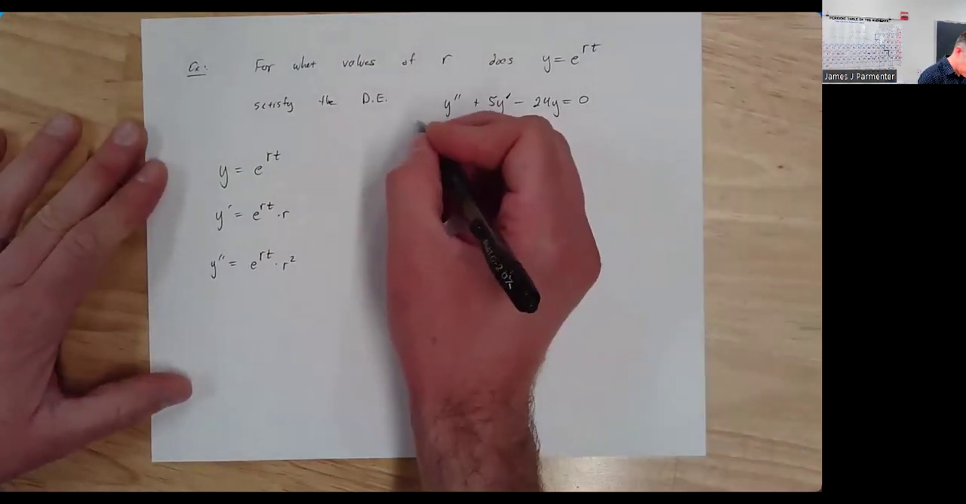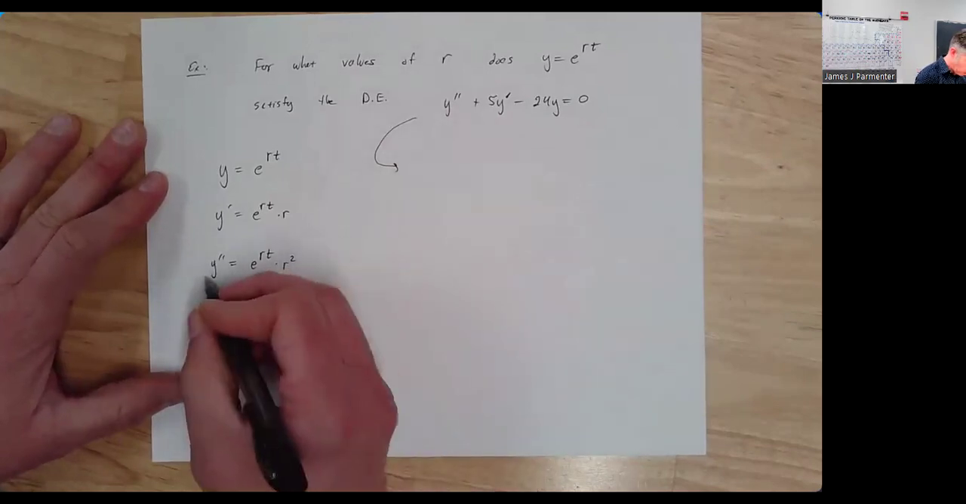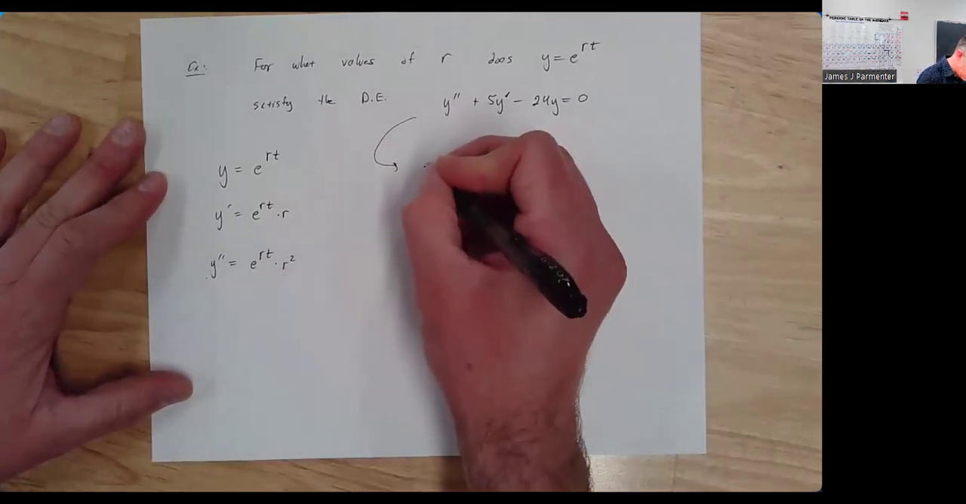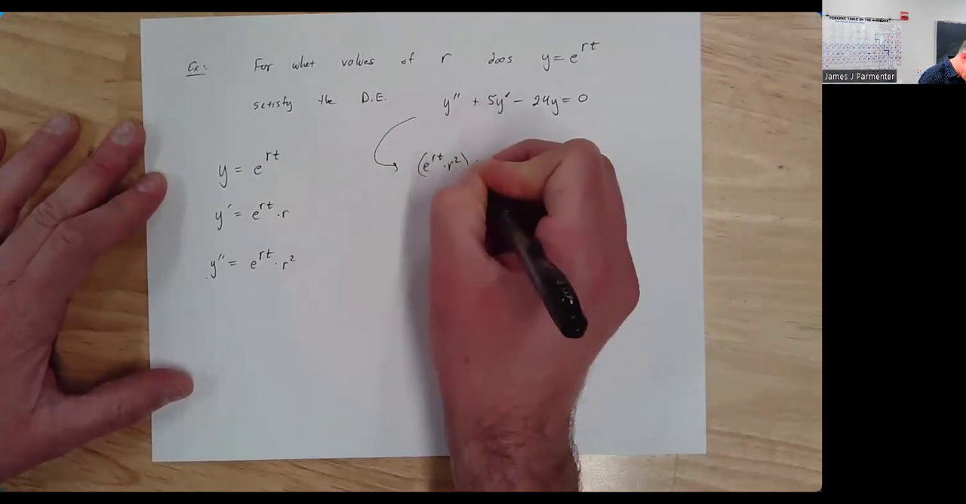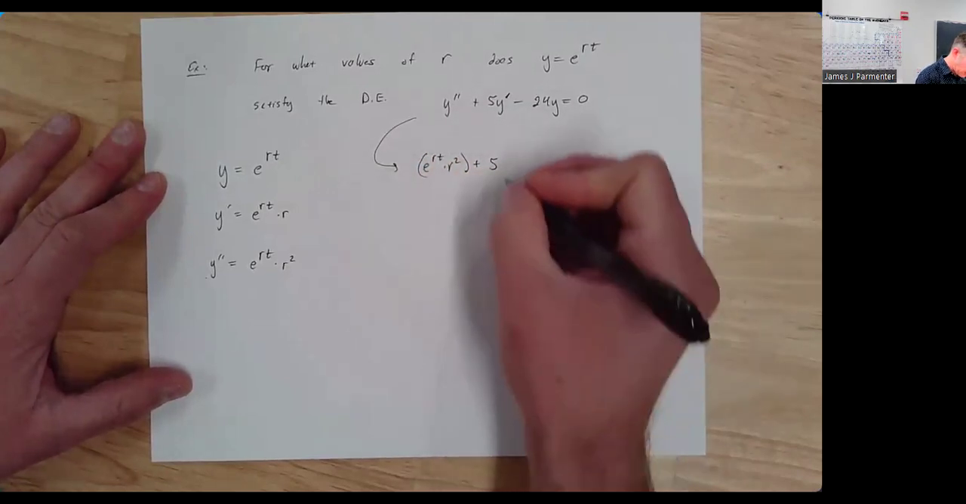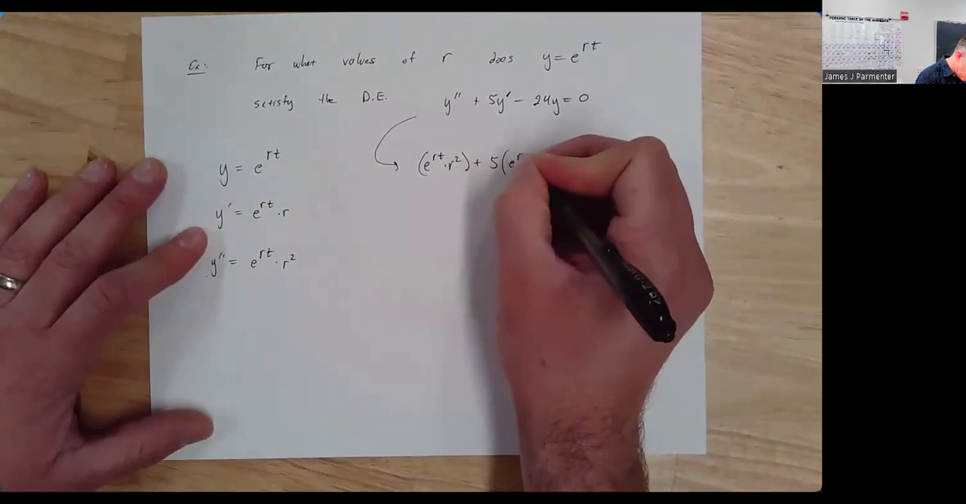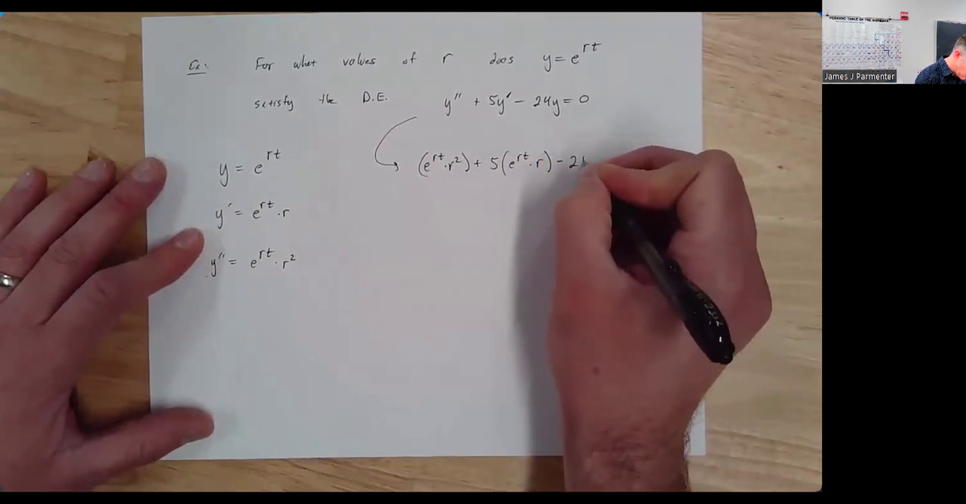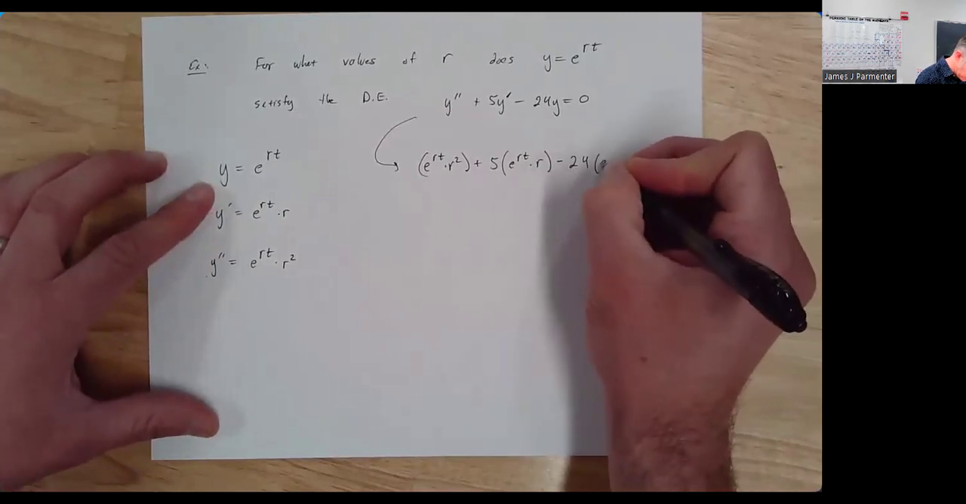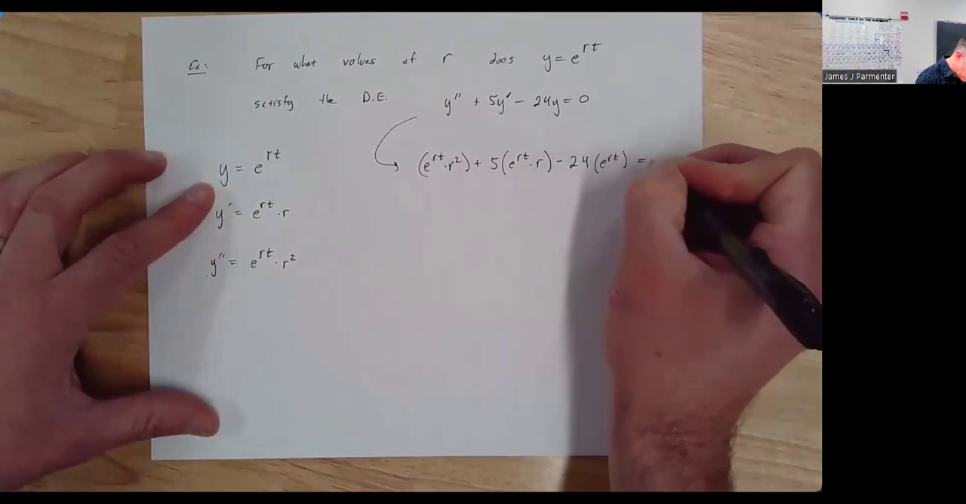So this differential equation is going to become y double prime, which is e to the rt times r squared, plus 5 times y prime, which is 5 times e to the rt times r, minus 24y, which is 24 times e to the rt, equal to 0.